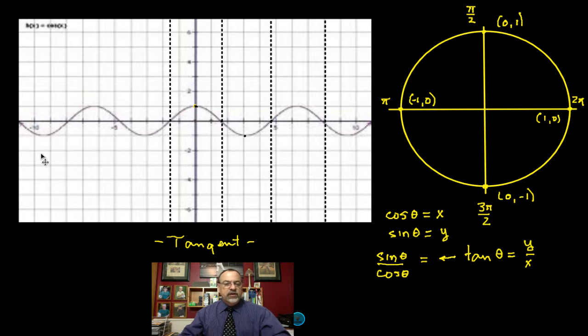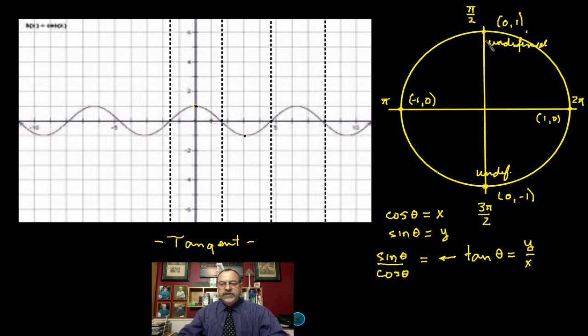Now, let's look back at the unit circle, then we'll come back to the graph. We notice that the tangent function is the y over the x. So at this point right here, at pi over 2, the tangent function is undefined up at this point. And then if we go down here, the tangent function is undefined here as well.